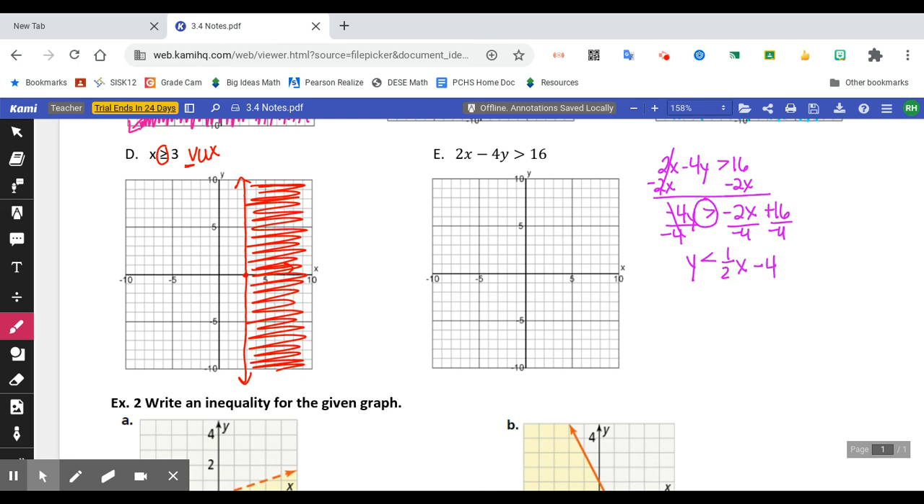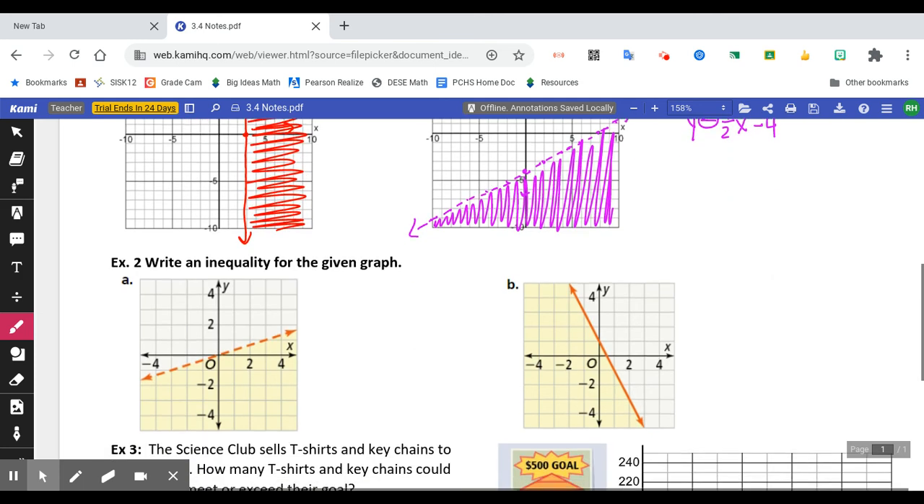Okay, so I'm going to start at negative 4. My slope is now positive, so up 1 over 2. I'm going to do the same thing going the other direction. Okay, this symbol says just a dash line. Okay, and then less than means below the y-intercept. So everything down here is shaded.